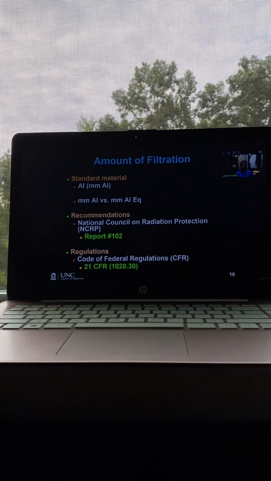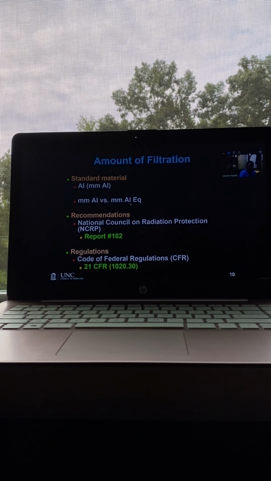Now, as far as the amount of filtration that units should have, the standard material that is used to judge the amount of filtration is aluminum. Okay, that's the standard material that is used to judge the thickness of the materials that should be used. And this will make sense when we kind of go through this. I want to point out some terminology to you though. Aluminum is measured in millimeters. Okay, so millimeters of aluminum.